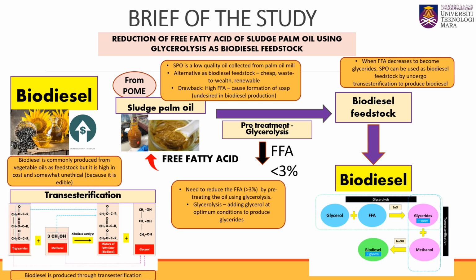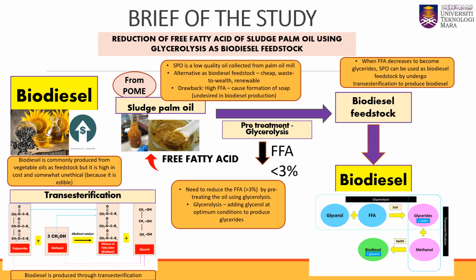promote the utilization of material other than vegetable oil, which we propose is sludge palm oil, SPO, that we collected from POME, palm oil mill effluent. But the SPO is low in quality. But it is an alternative for biodiesel feedstock because it is cheap and renewable and it has the same constituent as palm oil. The drawback is the high FFA, free fatty acid, which can cause formation of soap that is undesirable in the biodiesel production later on.